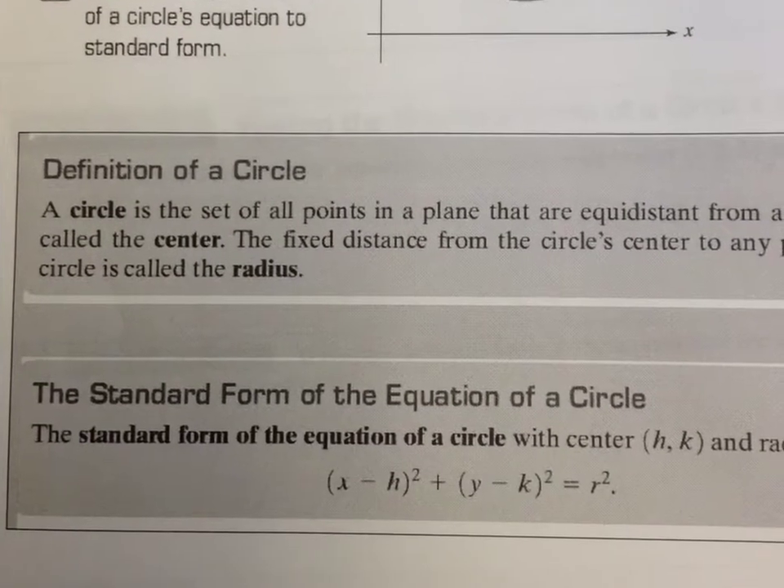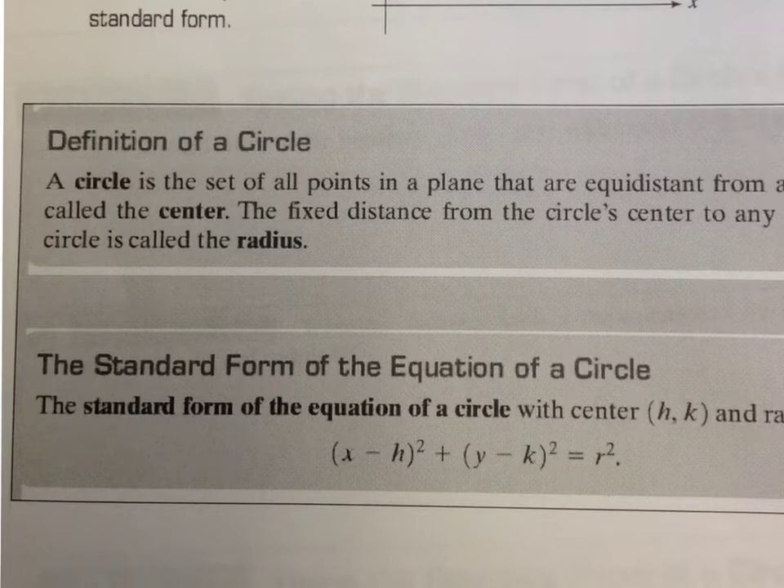Well, let's define a circle first, then we'll look at the standard form. A circle is a set of all points in a plane that are equidistant from a point called the center. The fixed distance from the circle's center to any point on the circle is called the radius. Now you all know what a circle is, and you know what a radius is from geometry. But you haven't really studied the equation for a circle and how to graph it on a coordinate plane. That equation is right here.